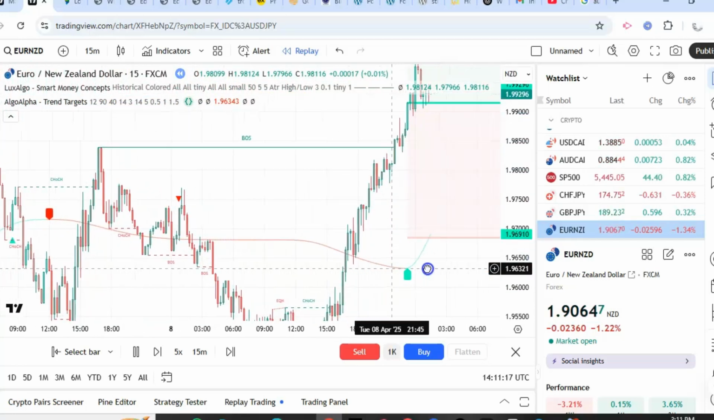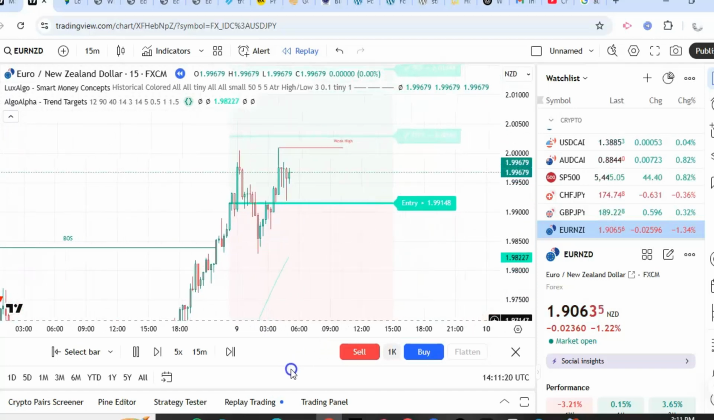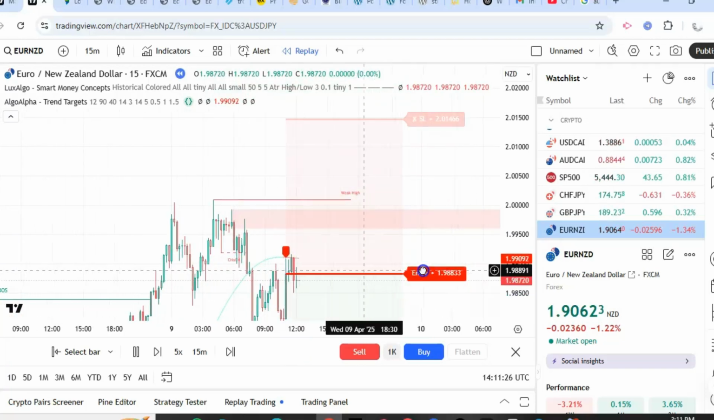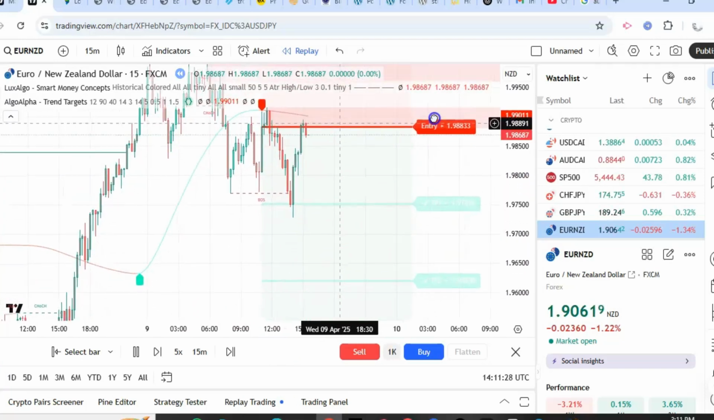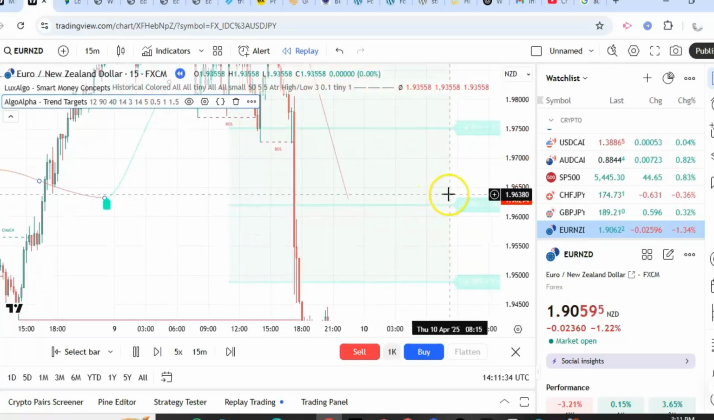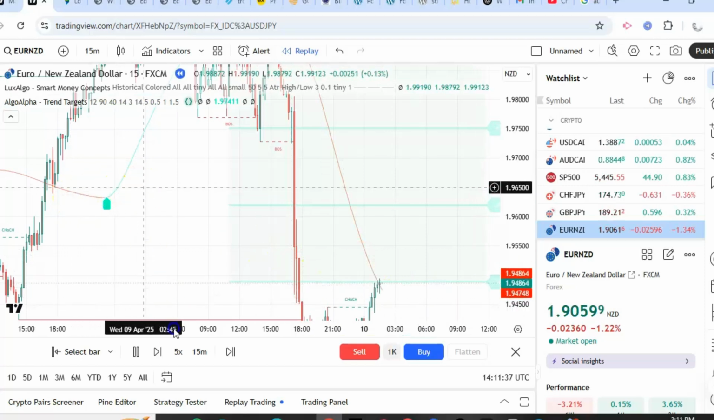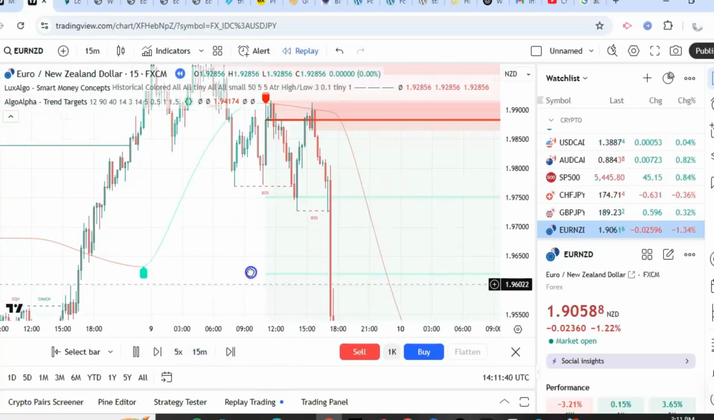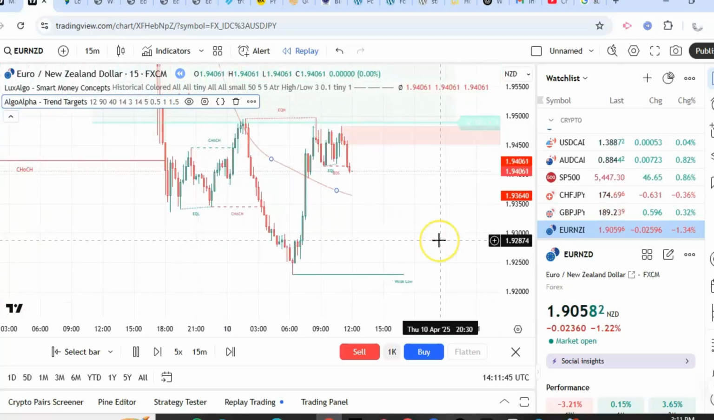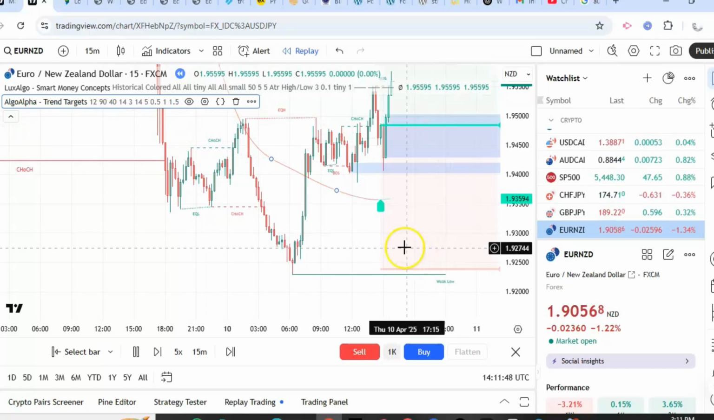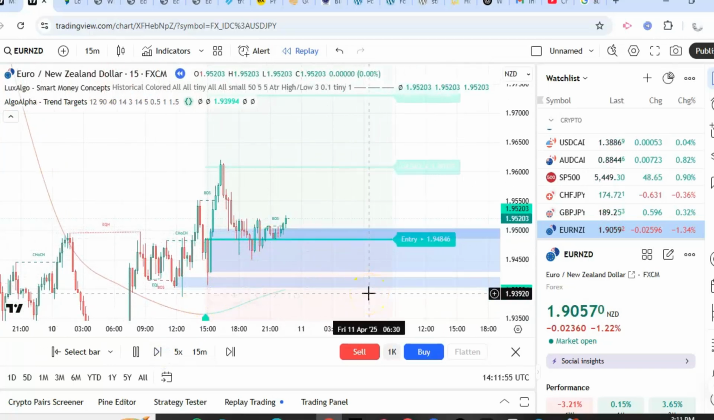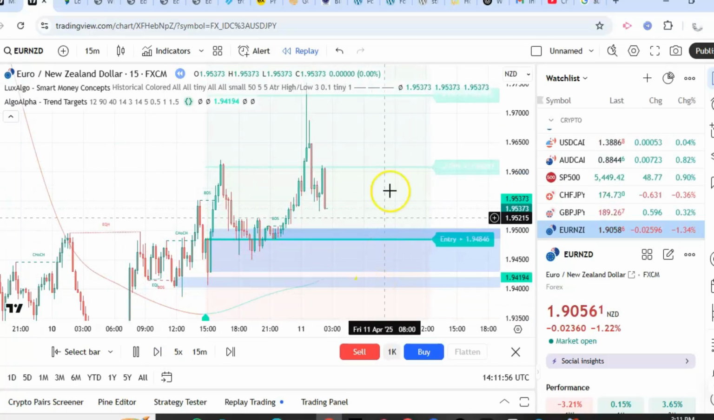Okay, stop loss hit. Another signal in that place. Take profit hit. Another buy signal. Take profit 1 hit already. Take profit 2 hit already.